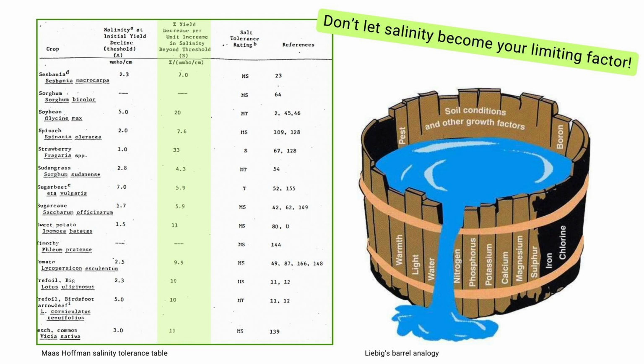Obviously, yield depends on so many variables other than salinity, and that's why these tables are given in percentage instead of absolute values. You might have heard about the limiting factor rule, or Liebig's barrel, where the plant's growth is dictated by the weakest element of the system, such as the scarcest nutrient, or, in our case, a high level of salinity. Thanks to Maas-Hoffman tables, we can make sure that salinity doesn't become our limiting factor before spending money on super expensive hybrids, fertilizers, or irrigation systems.